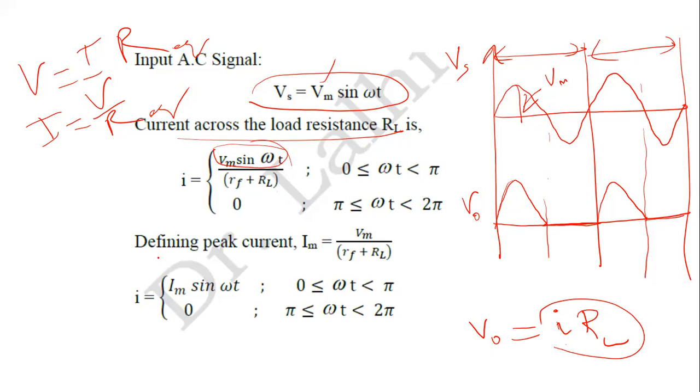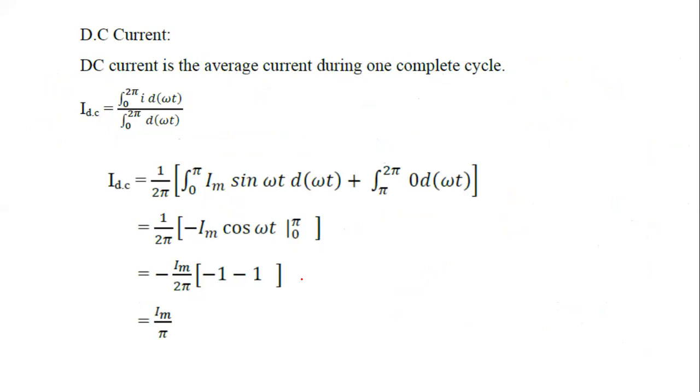Now, defining peak current as Vm, the peak voltage, upon total resistance, you can rewrite your current as this. Here in this rectifier, we will come across certain terms like DC current, AC current, root mean square current, and so on. DC current is the average current during one complete cycle of an AC. One complete cycle is between 0 to 2 pi.